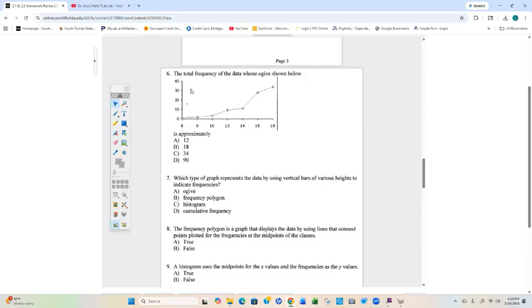Number 6. The total frequency of the data whose ogive is shown below. So you're looking at an ogive, okay? The data goes, it looks like, from 6 to 18. On the left, frequencies from 0 to 40. They want to know, is the total frequency approximately A12, B18, C34, or D90? So pause the video. Okay, if you answered C34, you are correct. Remember, an ogive climbs, so at the end of it, that tells us how much data we have. It keeps climbing the whole time, so it is adding for us.